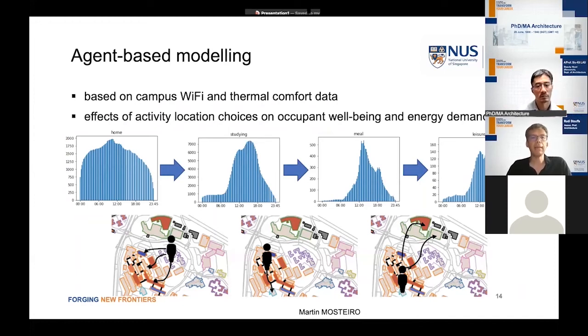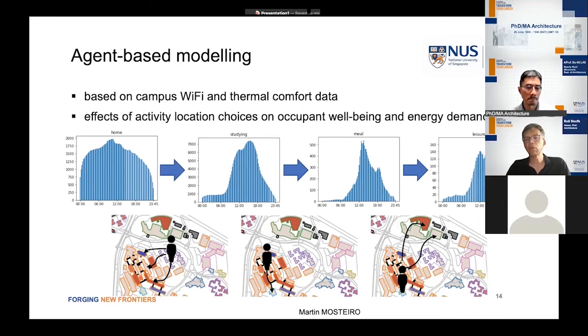And then we're trying to combine this with, so not just looking at the building itself, but looking at the choices that people make. So we can figure out how many people there are in a building at a particular time based on campus Wi-Fi data. We can also collect thermal comfort data of people for certain locations. And we can bring all this information together in an agent-based modeling in order to study the effects of activity location choices on occupant well-being and energy demand. So whether people are all working at the same time in the same area, or other choices.